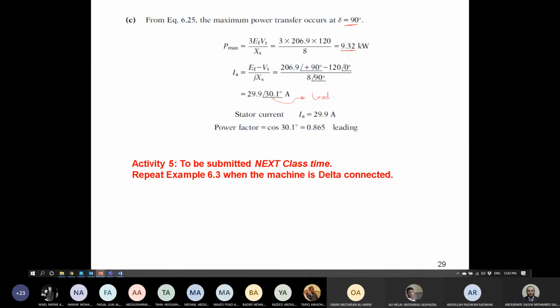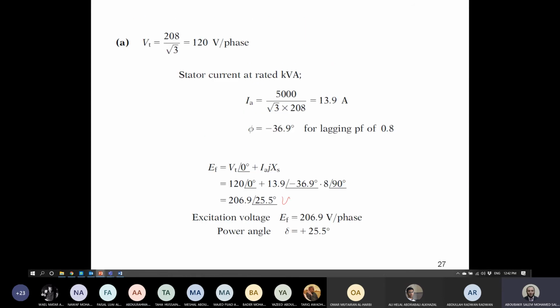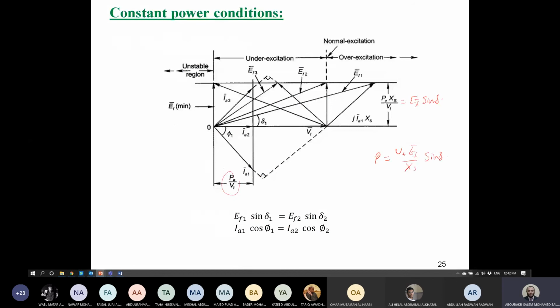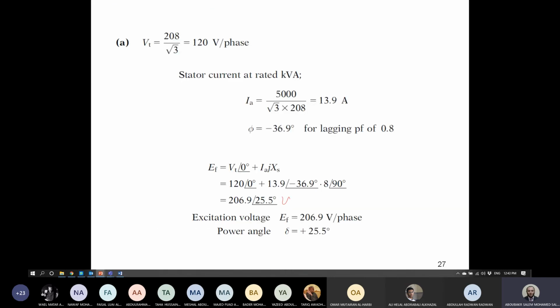Yes, it's logical, because as we described in the phasor diagram, at angle delta, this is E and this is JIA, so we expect IA to be like that, so it has to be leading. So maximum power will be attained for a generator at leading power factor.